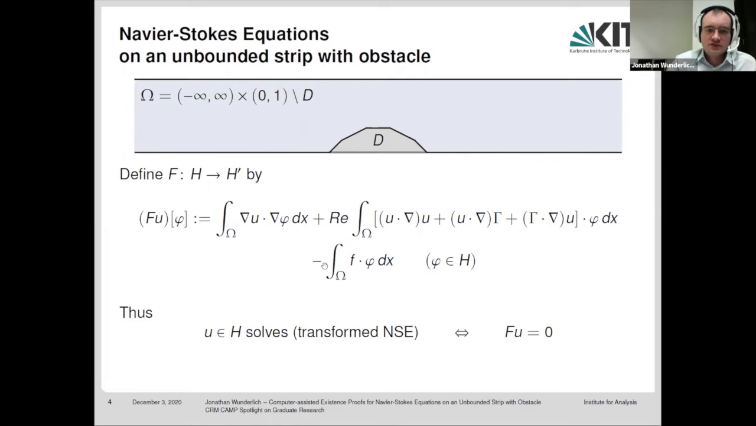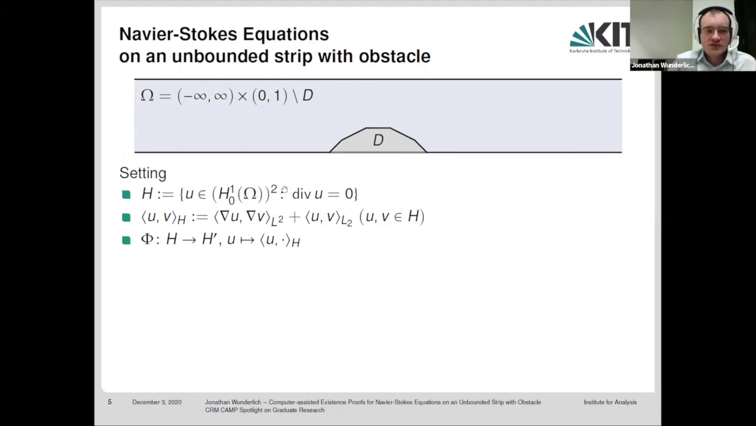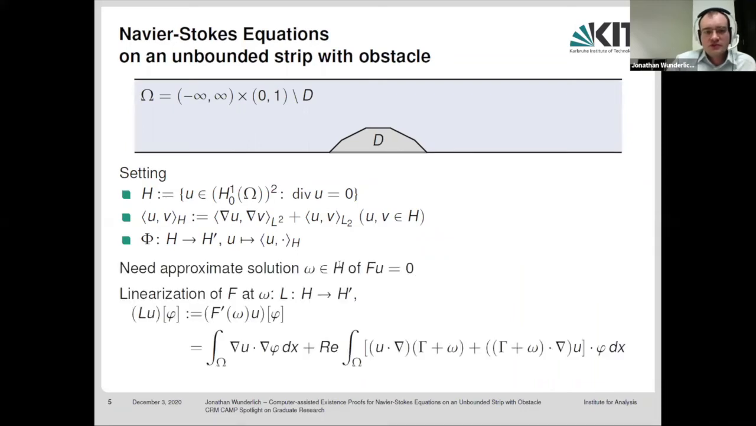And before coming to the assumptions for the existence theorem, let me just clarify the setting again. So we have the space H here, which is endowed with this inner product to make it a Hilbert space. And by phi, we denote the isometric isomorphism corresponding to the inner product. And from now on, we suppose that we have an approximate solution of our transformed Navier-Stokes equation, which means that we have an approximate zero of our operator F. And let me note that for the computation of this approximate solution, no verified computations are needed. We just need usual numeric algorithms to compute this approximate solution.